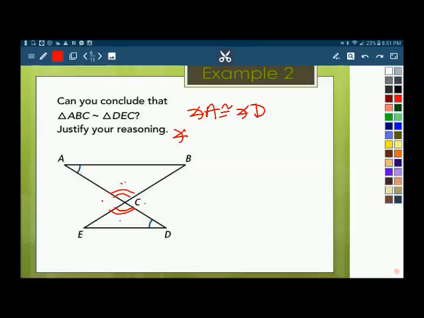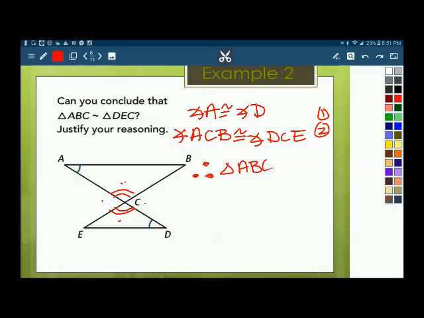So the one up here is going to be called angle ACB. And that's going to be congruent to the one down here, which is angle DCE. So that's 2 sets of corresponding angles being congruent. So we can then conclude that triangle ABC is similar to triangle DEC by AA similarity.